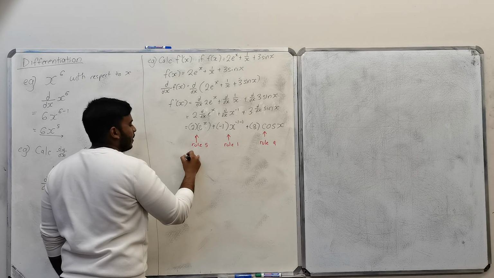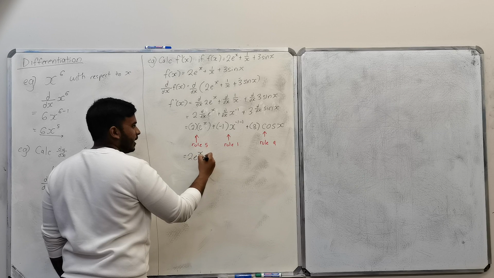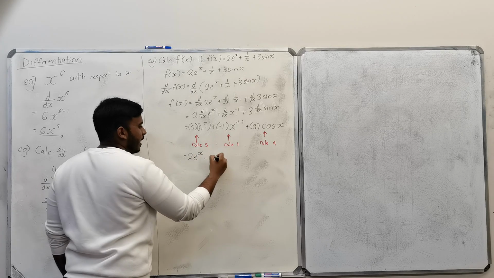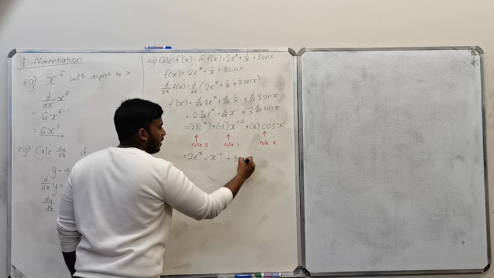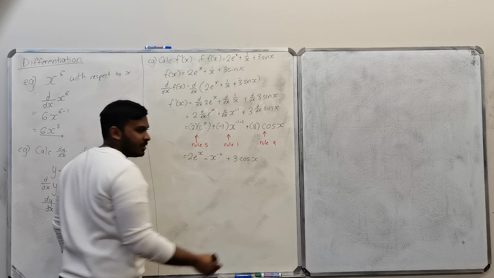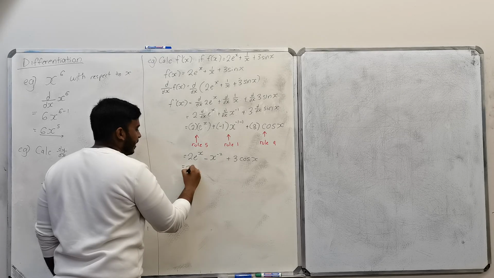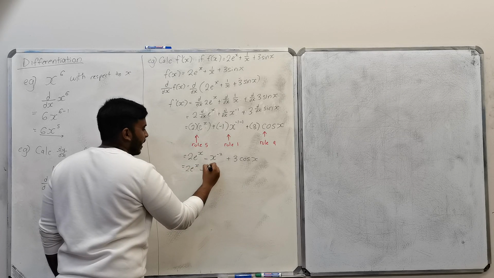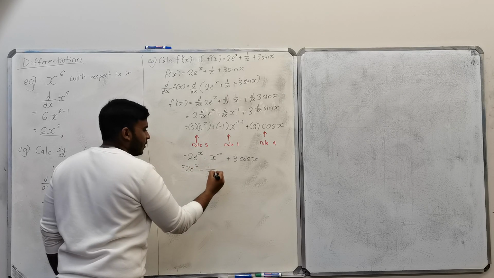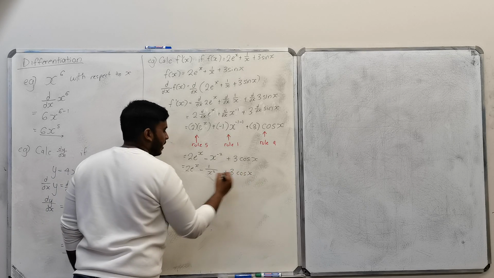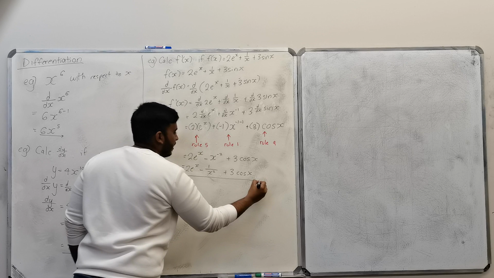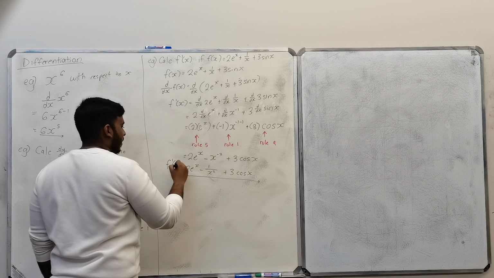So your answer would be 2e to the power x minus x to the power minus 2 plus 3 cos x. And you can write this as 2e to the power x minus 1 over x squared plus 3 cos x. And this answer here is f prime.